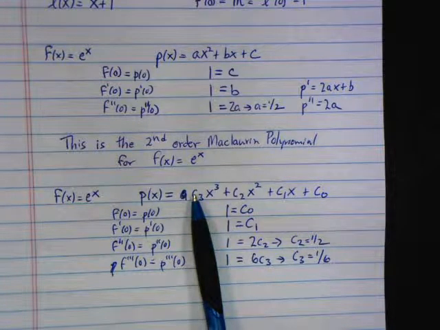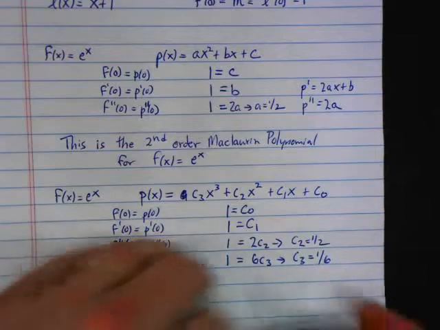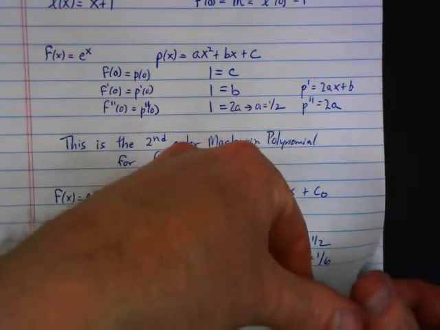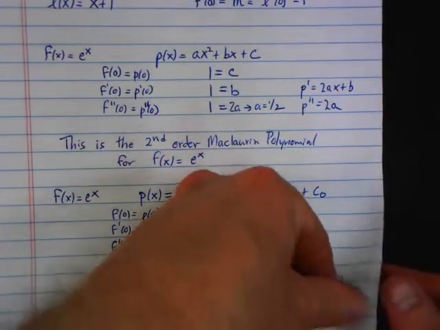What if I wanted to do the fifth Taylor polynomial? It would be a 5 factorial. All right, so here's the general rule.